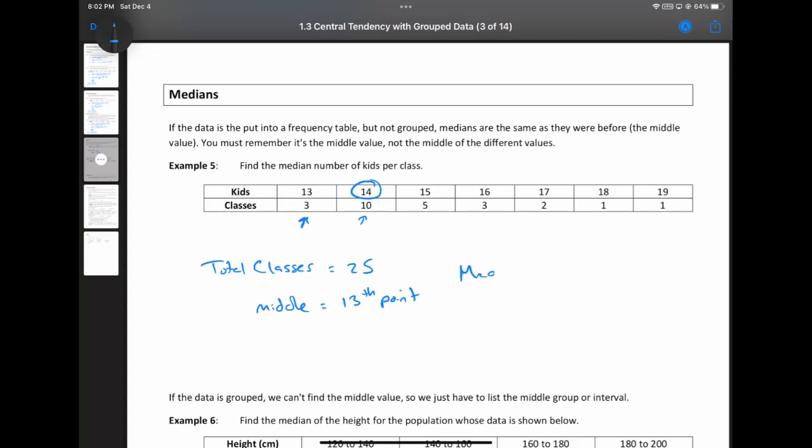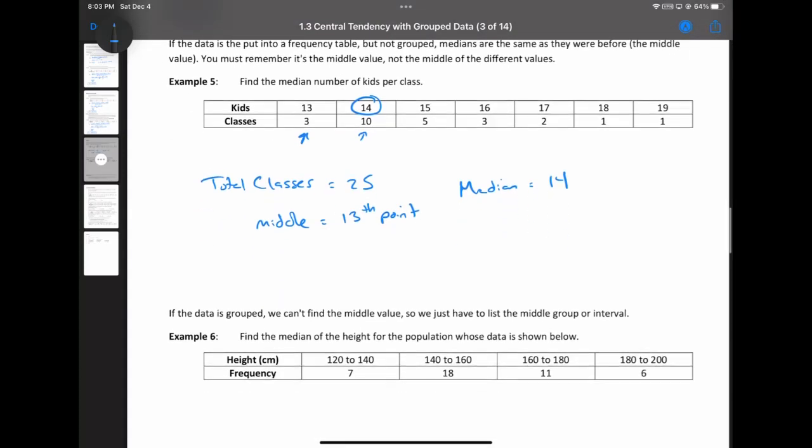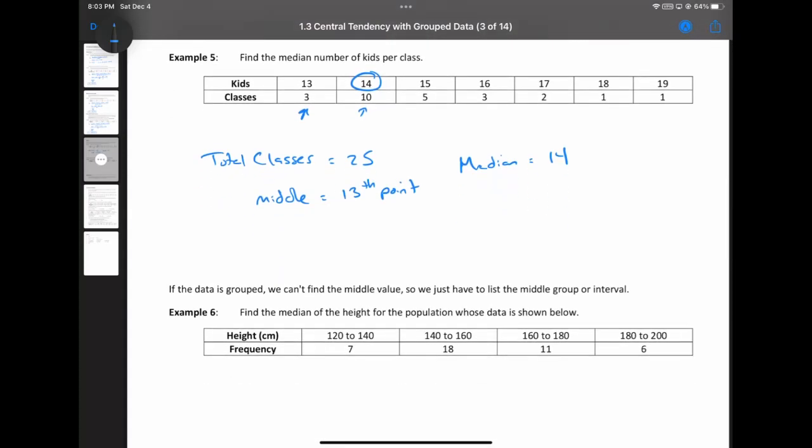But either way, once we found out that the middle class has 14 kids in it, we can say the median equals 14. Now, if the data is like it was before, when we just did the mean for data in intervals, we can't again say what the value of the middle person is. We can only say what category they're in.